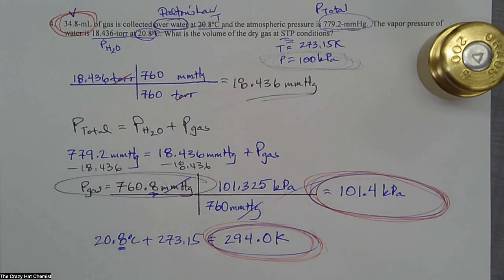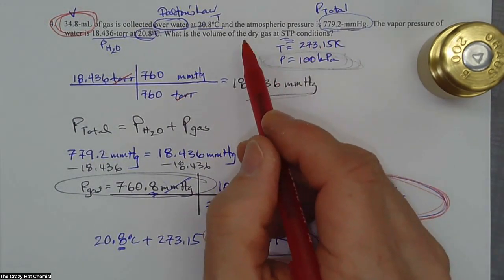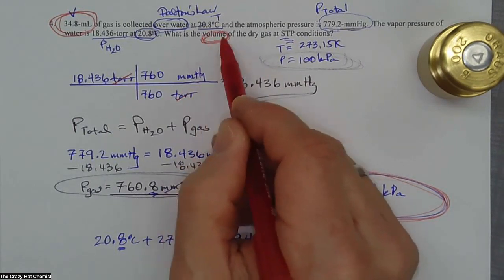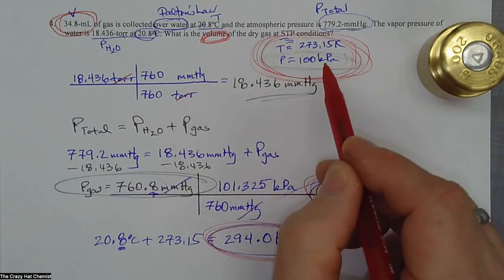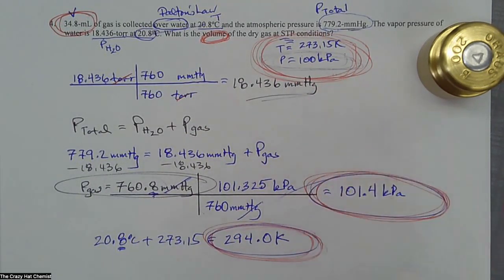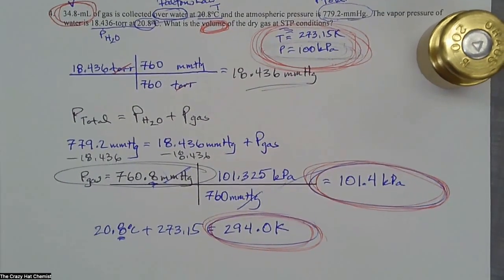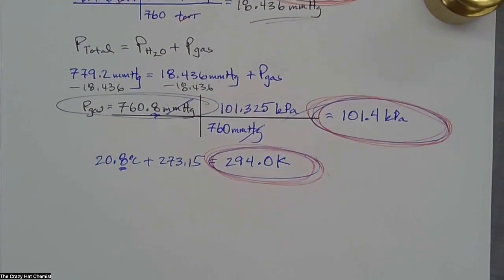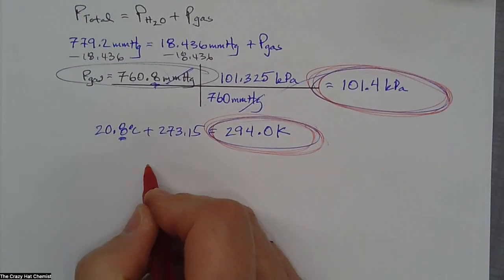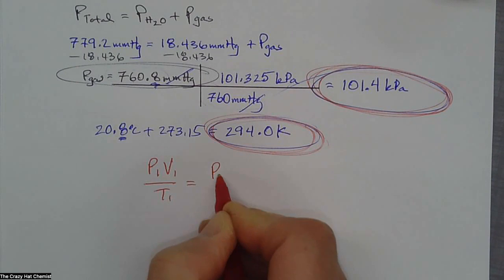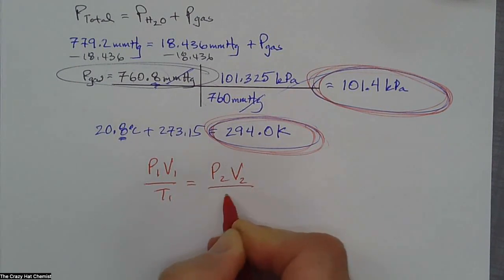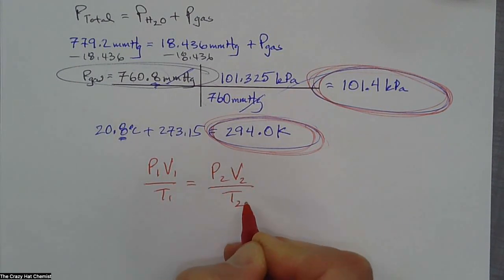That's the wet gas that's collected over water. Then I am going to solve for the volume of the dry gas at standard temperature and pressure, which is right here. So that's condition 2. All right, so I'm going to move this down here, and then I'm going to write the combined gas law. That's P1 V1 over T1 is equal to P2 V2 over T2.